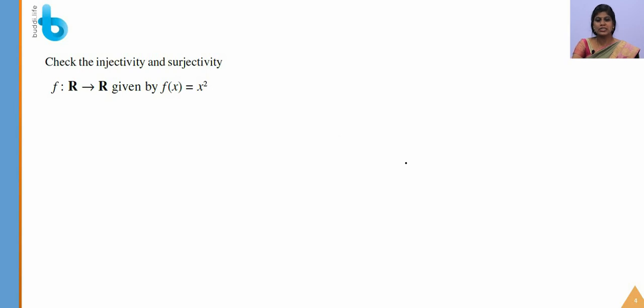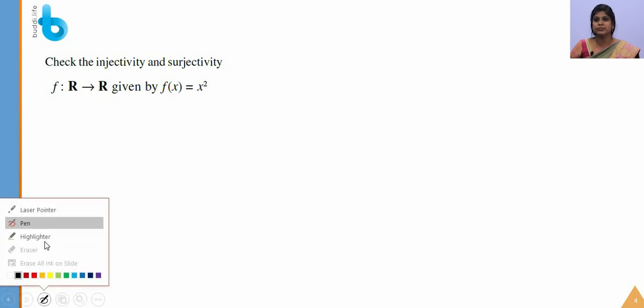So we will now see an example for checking for injectivity and surjectivity. Injectivity is nothing but one-to-one function, as we learned in the definition also. Surjectivity is nothing but the onto function. See here, the given function is from R to R, that is, the domain is the set of all real numbers and the codomain is also the set of all real numbers, and the function is given by f of x equal to x square. As I said in the definition, we can go by the definition method or by giving an example.